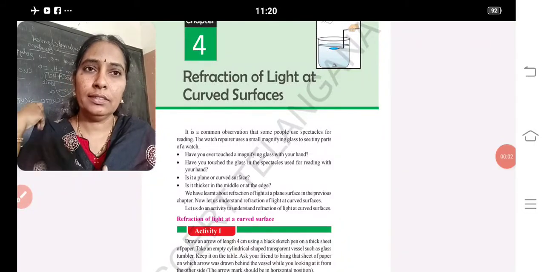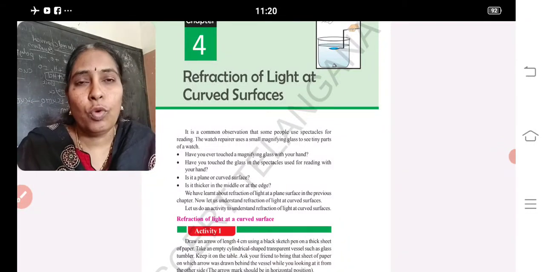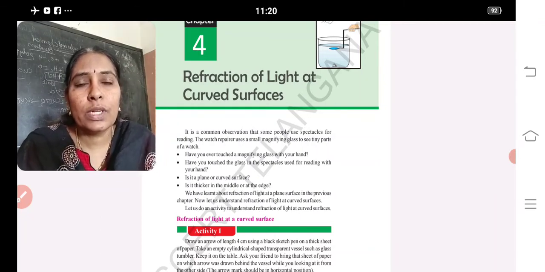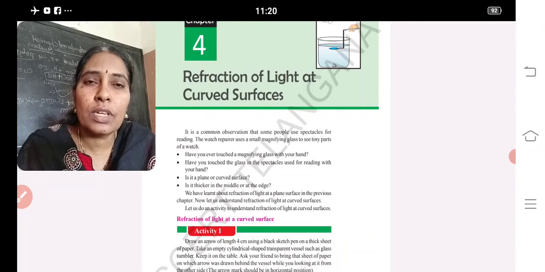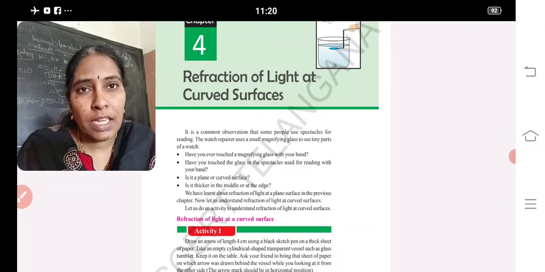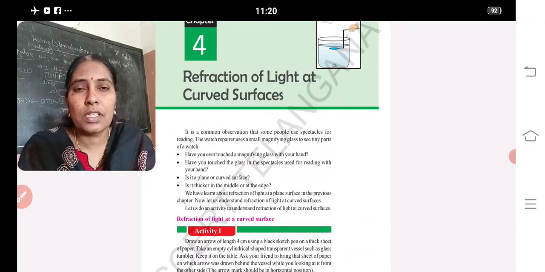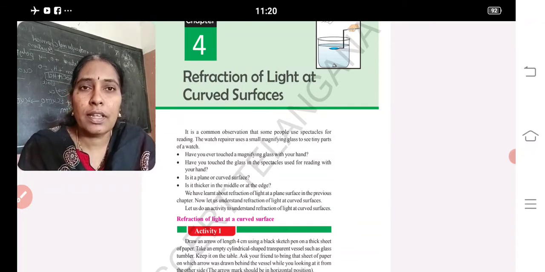Good morning, children. In the last class, we discussed acids, bases, and salts. What is a neutralization reaction? When any acid reacts with a base, it forms salt and water. Such reactions are known as neutralization reactions.